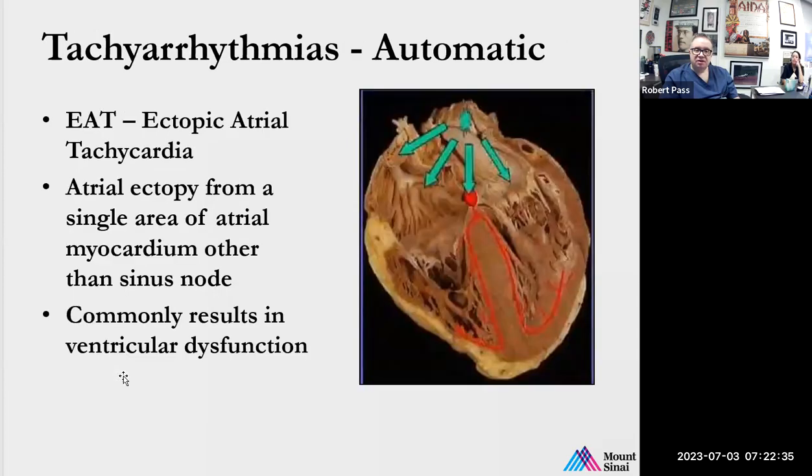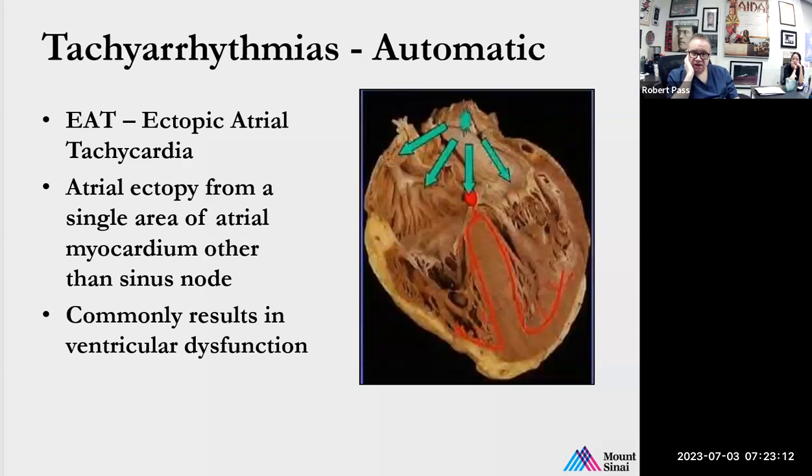And so this is an example of somebody who has ectopic atrial tachycardia, in which there is atrial ectopy from a single area of the atrium other than the sinus node. And this will commonly result in ventricular dysfunction. In fact, when scientists or researchers want to do animal studies of heart failure, one of the most typical heart failure models in dogs is to put a pacemaker in the dog and to pace the atrium at a rapid rate. That has been demonstrated to reproducibly induce heart failure within 24 to 48 hours.